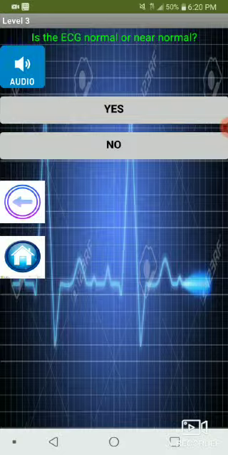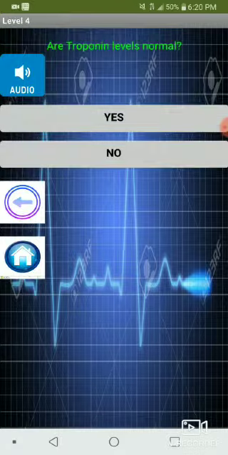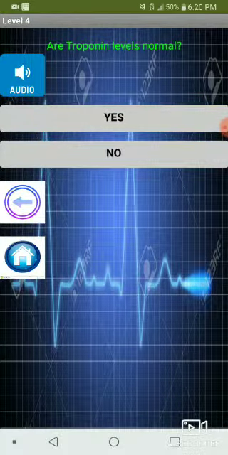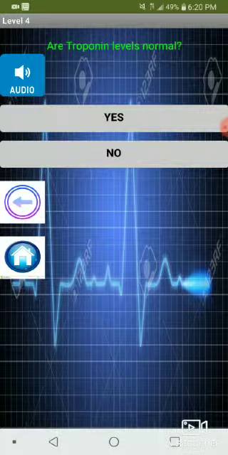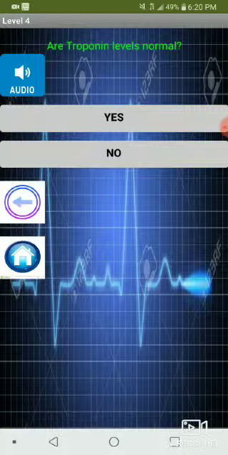Same thing again. If you think it was normal, measure troponin level 6 to 72 hours after the onset of chest pain. So they will give you a next directive to do on level 4 when they did that. So, are troponin levels normal? Same directive also. So as a clinician, you will get that question.